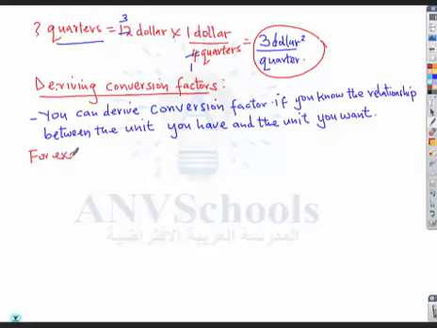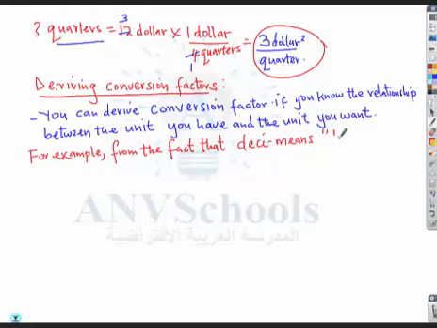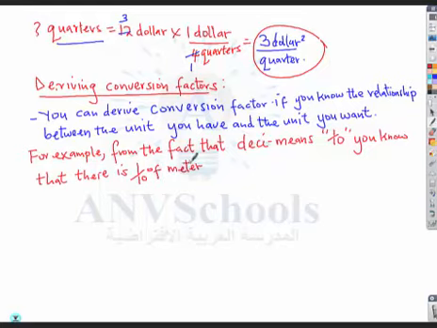From the fact that deci means one-tenth, you know that there is one-tenth of a meter per decimeter.